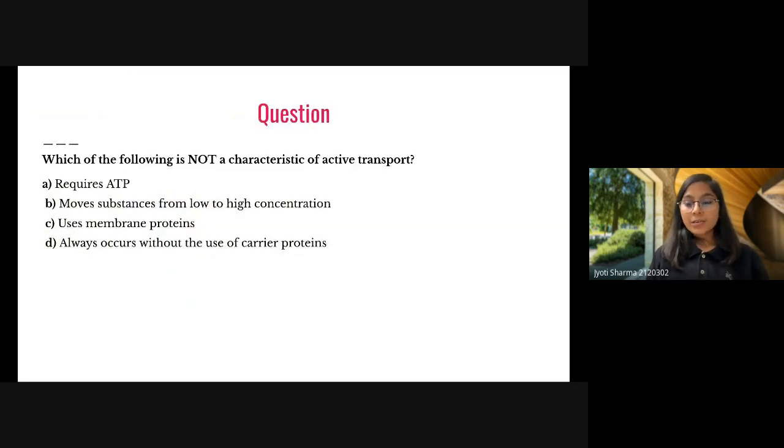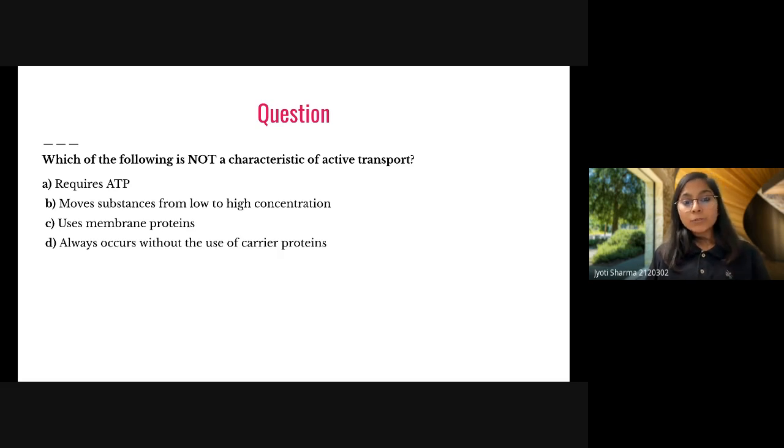Okay, the next question is again on active transport. Which of the following is not a characteristic of active transport? The options are requires ATP, moves substances from low to high concentration, uses membrane proteins, always occurs without the use of carrier proteins. What is the right answer for this? Which is not a characteristic of active transport? Active transport requires ATP, so A is not the answer.